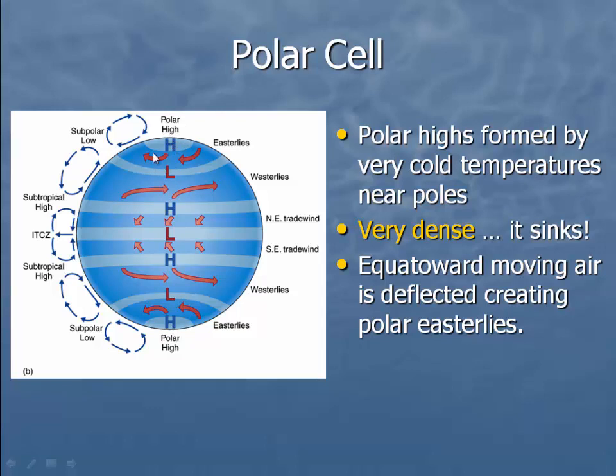As it returns, it is deflected by the Coriolis force. So we have this high to low, go to the right. That is an easterly wind. High to low, go to the left. It's also an easterly wind in the southern hemisphere.